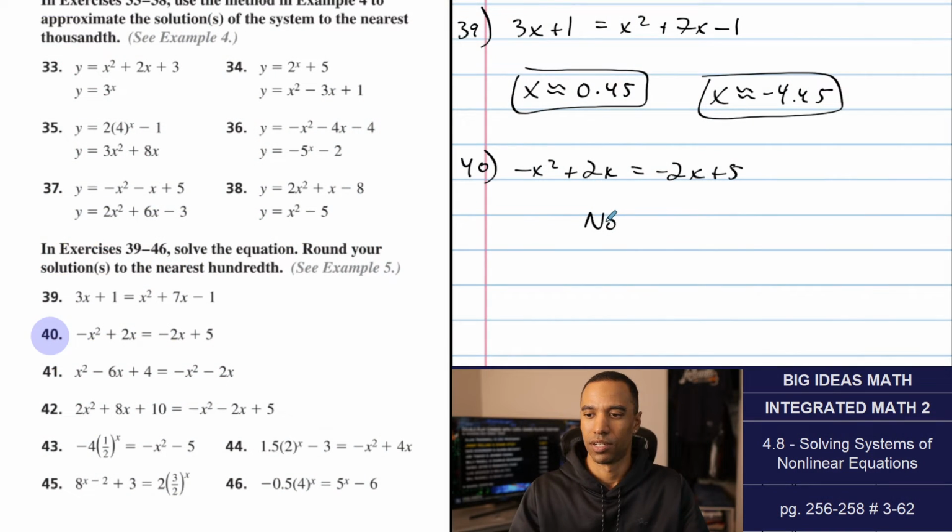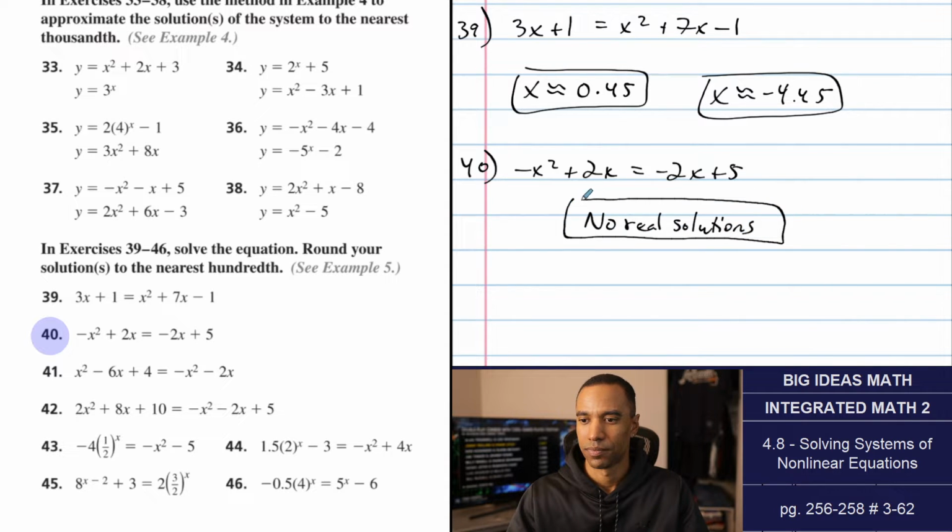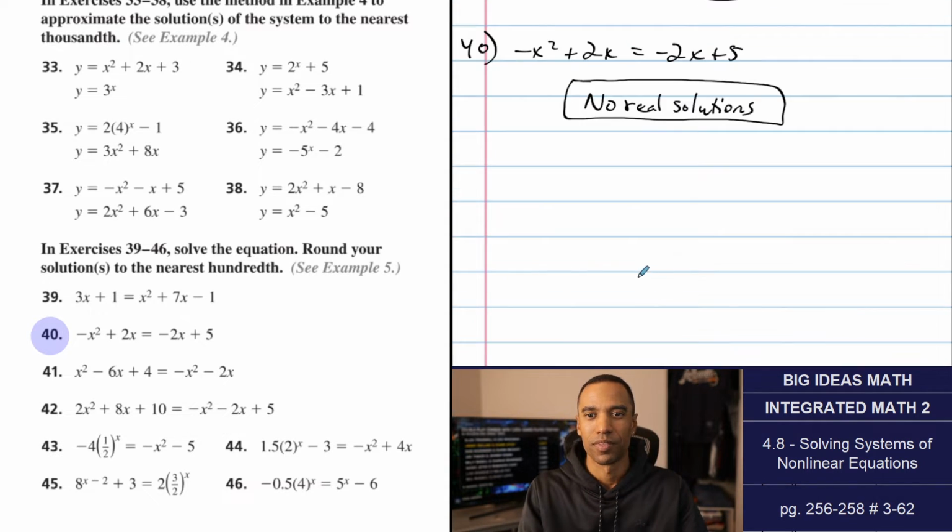They don't intersect at all. If I try to hit the intersect feature, it would probably say error or something like that. No real solutions to this one. I didn't actually expect that. No real solutions. Definitely not factorable then, right? Discriminant, negative. All right, number 41.